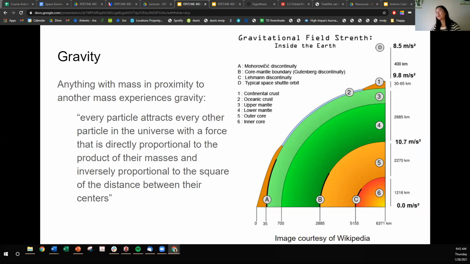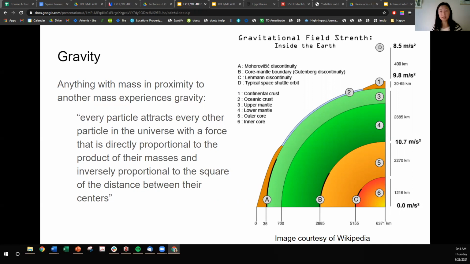Okay, so the first physical phenomenon that I wanted to go into is gravity. Gravity is a fundamental force of nature that everything with mass experiences in proximity to another mass. As Newton once stated, every particle attracts every other particle in the universe with a force that is directly proportional to the product of their masses and inversely proportional to the square of the distance between their centers.